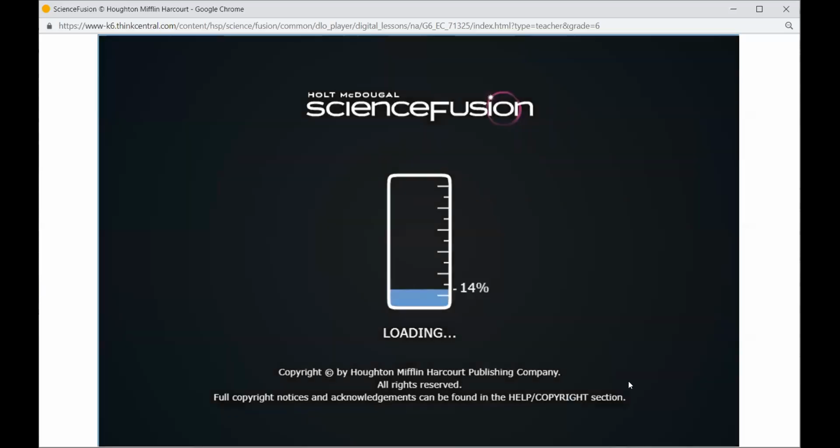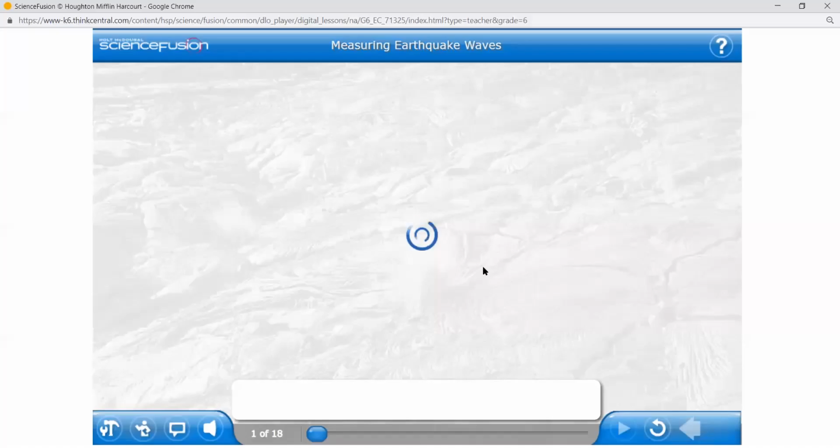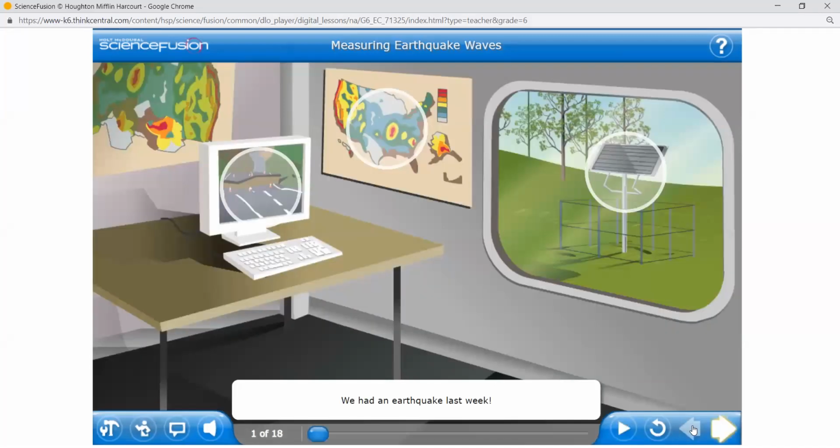So let us continue with measuring earthquakes. Will any one of you tell me, yesterday, what vocabulary terms we studied in measuring earthquakes? How can you measure an earthquake? What is the device used to measure an earthquake?